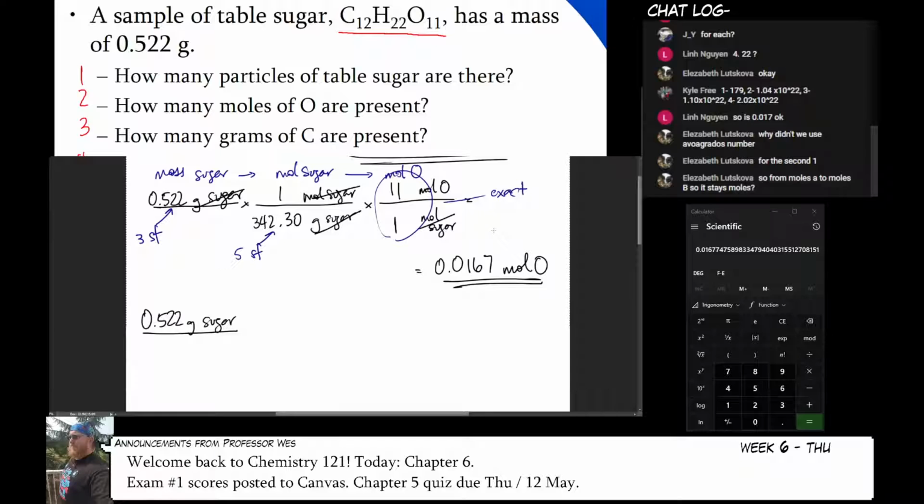If you do moles A to moles B, it stays moles, because what are we writing down? We're writing it in moles, yeah? I wrote moles of something and moles of something else, so no Avogadro in there because I did not use particles.